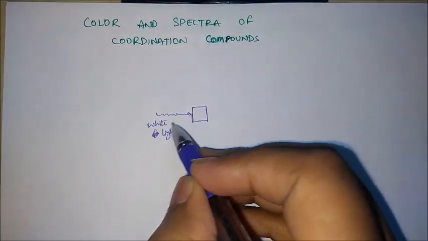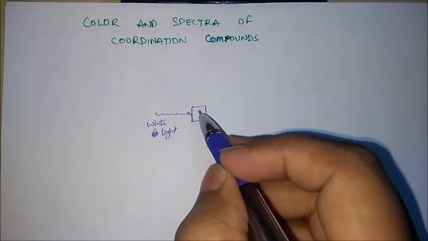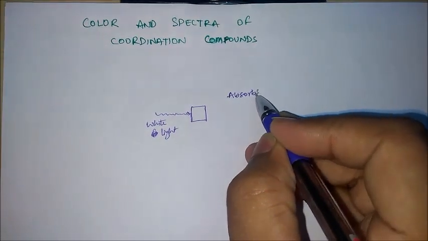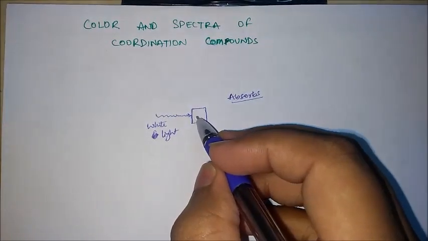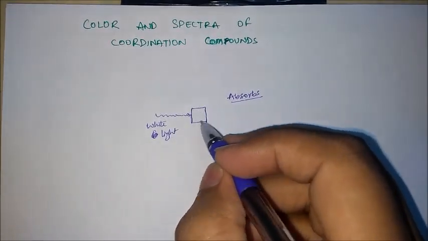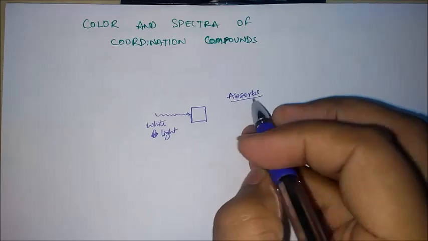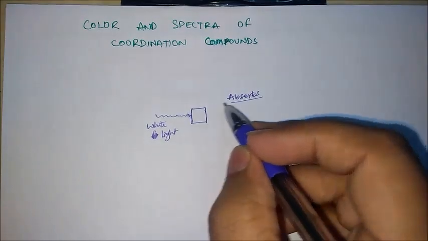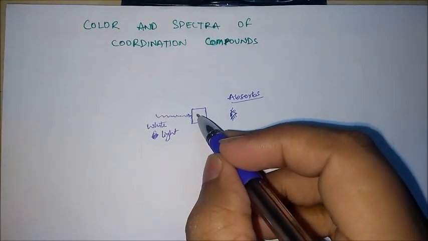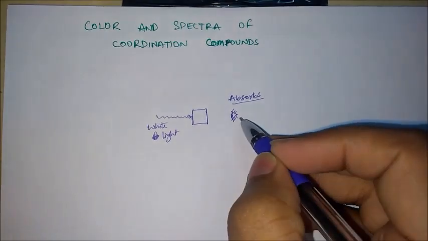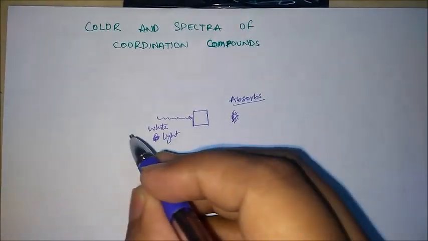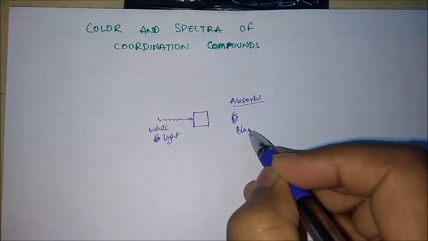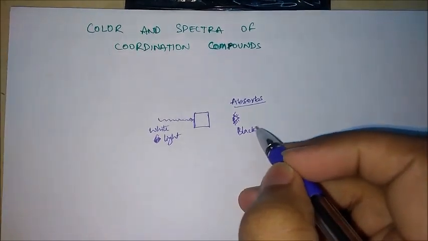When white light falls on it, what can it do? It can absorb all of the light. If all the white light gets absorbed, then whatever we see is nothing but the reflection, or what is left out after the absorption. So if this complex absorbs all of the white light, then obviously we won't see anything, so what we will see is black. If something absorbs all the white light, then it appears black in color.